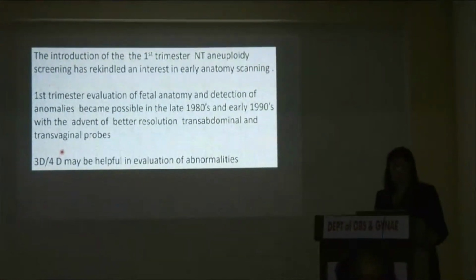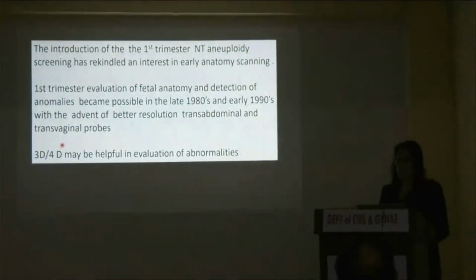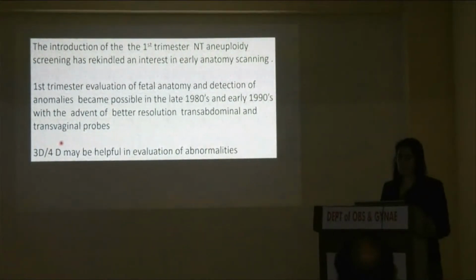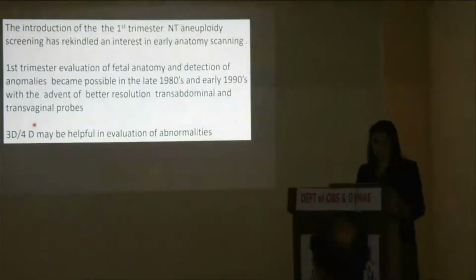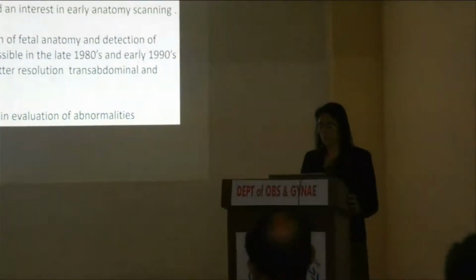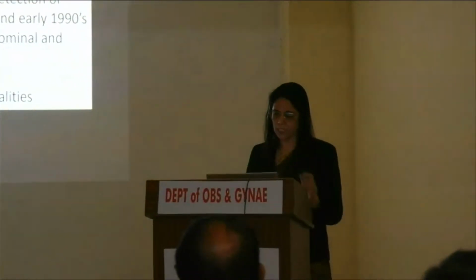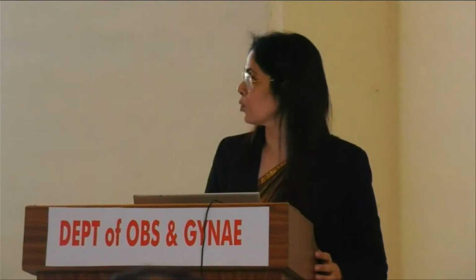But then the introduction of first trimester aneuploidy screening has rekindled an interest in early anatomy scanning. First trimester evaluation of the fetal anatomy and detection of anomalies became possible in the 1980s and early 1990s, but with the advent of better resolution transabdominal and transvaginal probes, people started seeing more and more structures and discovering more and more anomalies much before the routine 20 weeks anomaly scan. And 3D and 4D may be helpful in the evaluation of abnormalities.